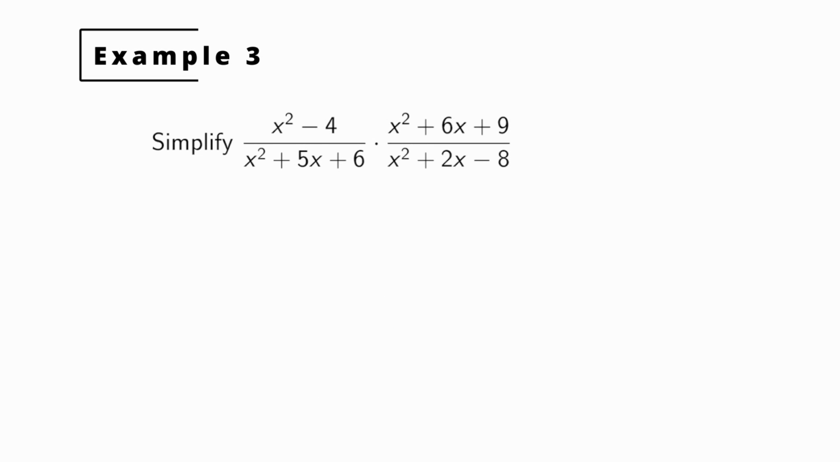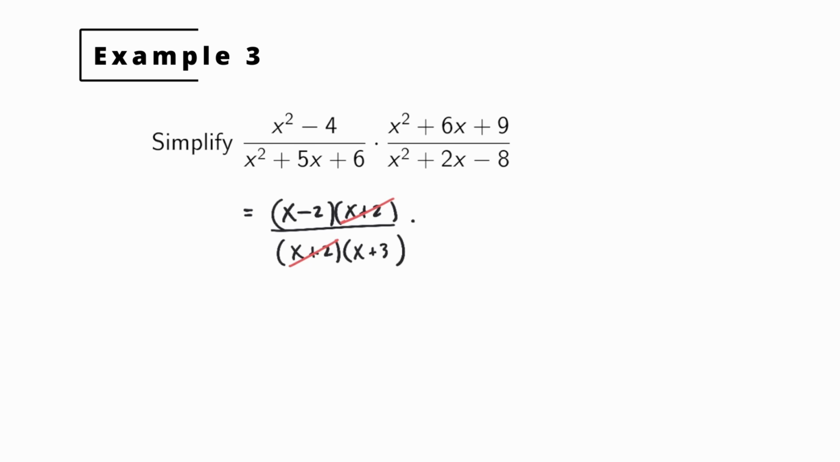Here's our final example. We start by completely factoring all of the polynomial expressions in the numerators and denominators. So we start with our first rational expression. In the numerator, x squared minus 4 is a difference of squares. It'll factor into x minus 2 times x plus 2. In the denominator, x squared plus 5x plus 6 will factor into x plus 2 times x plus 3. And if you want to, since we already have that common factor of x plus 2, you can just cancel them out. You don't have to keep writing them.